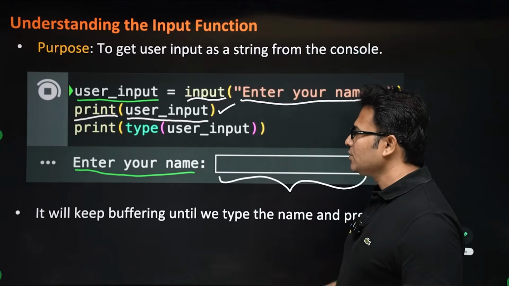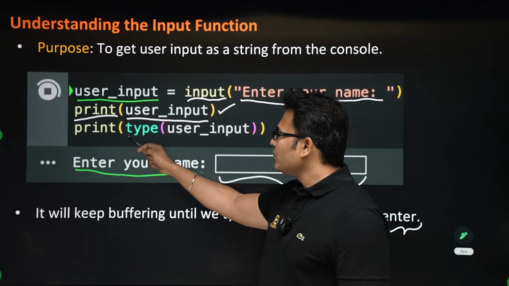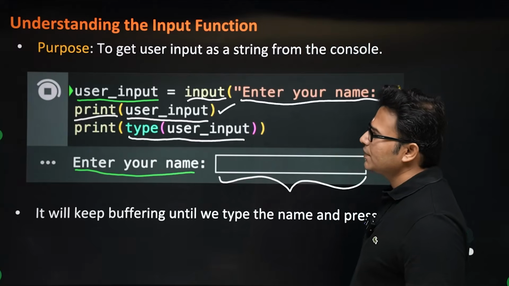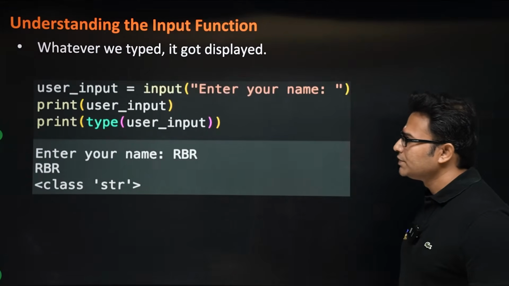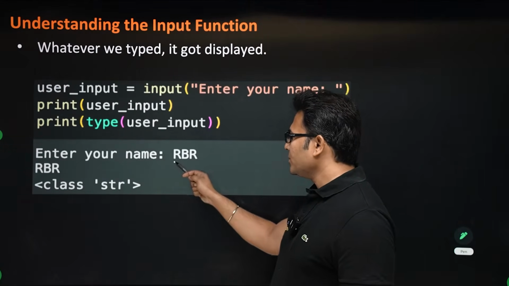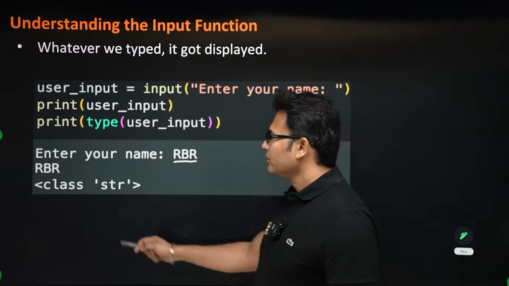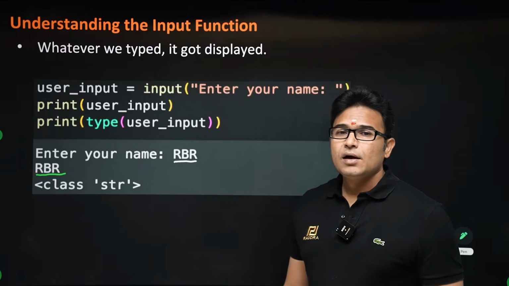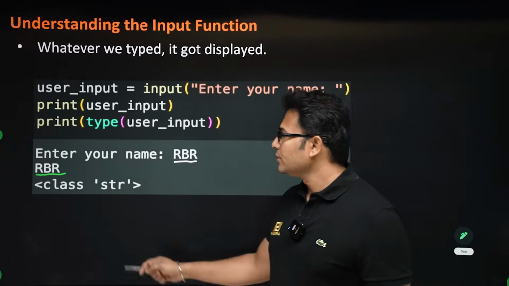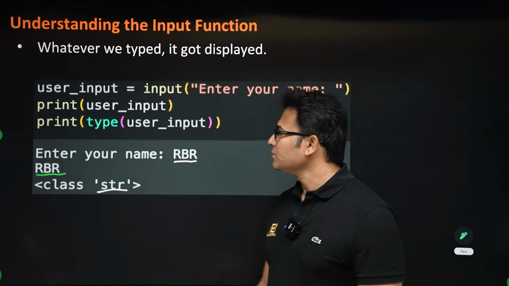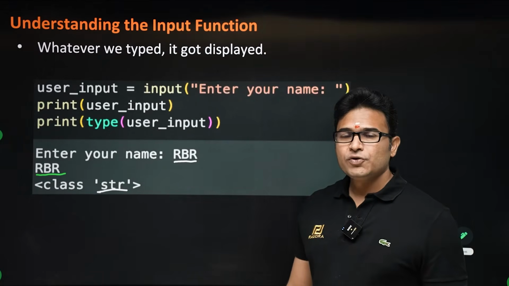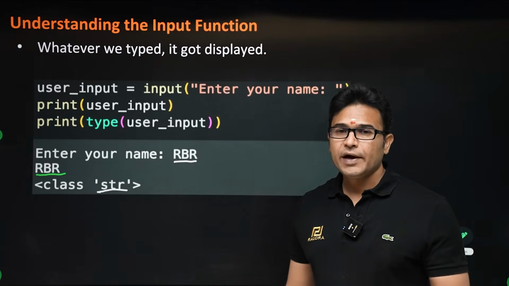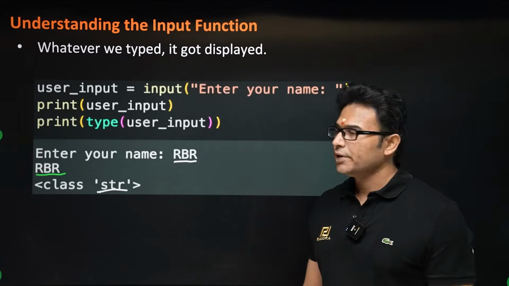Now interestingly, if you see the type of the information that is provided by the user, it is always a string. See this. You have entered RBR, that is printed as RBR, but what is the data type here? The data type is string. Whenever you input any information, that will always be read as a string and it will be printed as a string.